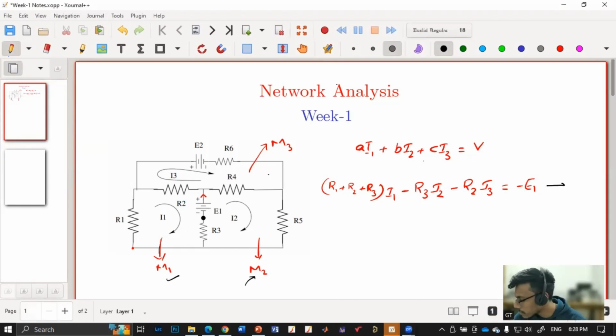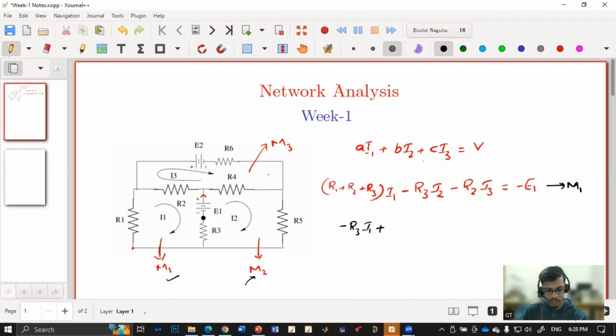So I'm writing mesh 1 as M1. For mesh 2, M2, we want the I1 coefficient. The I1 coefficient is nothing but the negative of the resistance that is shared among mesh 1 and mesh 2. So what is shared among M1 and M2? Resistor R3 is shared. So the coefficient is minus R3 into I1.